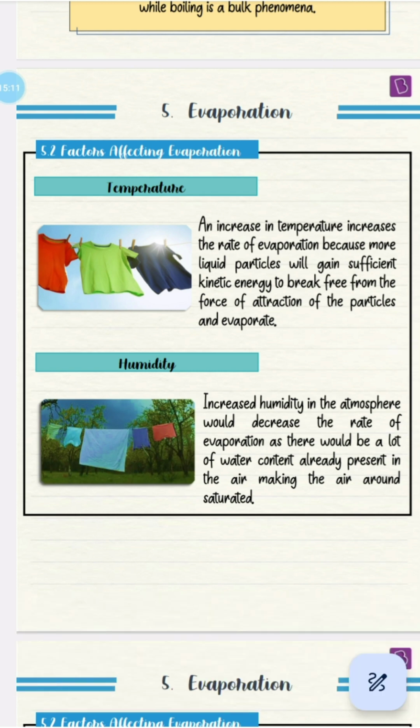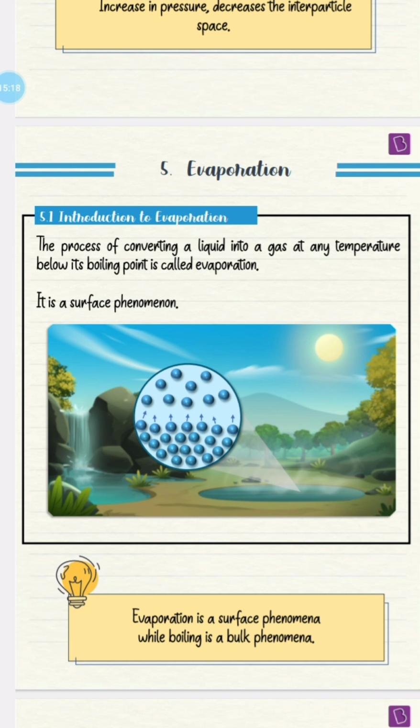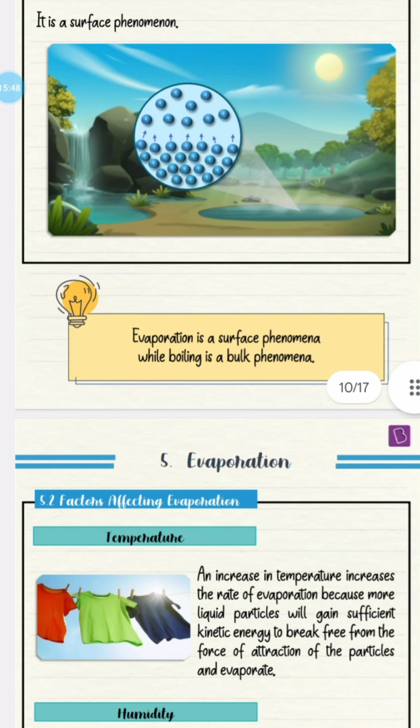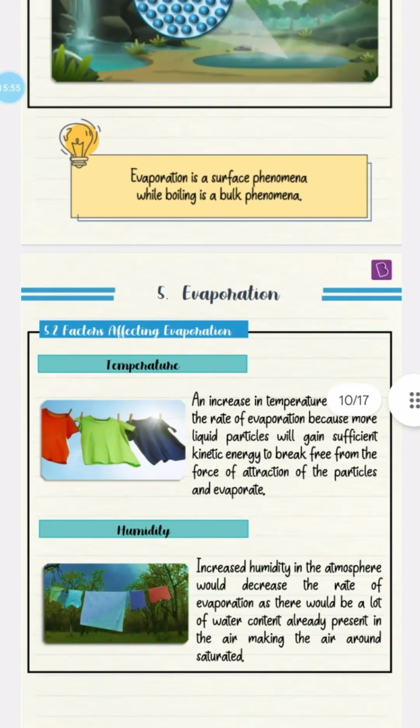Let's continue with evaporation. So what is evaporation? The process of conversion of liquid into gas at any temperature below its boiling point is called evaporation. From here we have got to know two points. First, boiling is done at 100 degrees Celsius, whereas evaporation occurs at any temperature below 100 degrees Celsius. Second, boiling is a bulk phenomenon, whereas evaporation is a surface phenomenon.